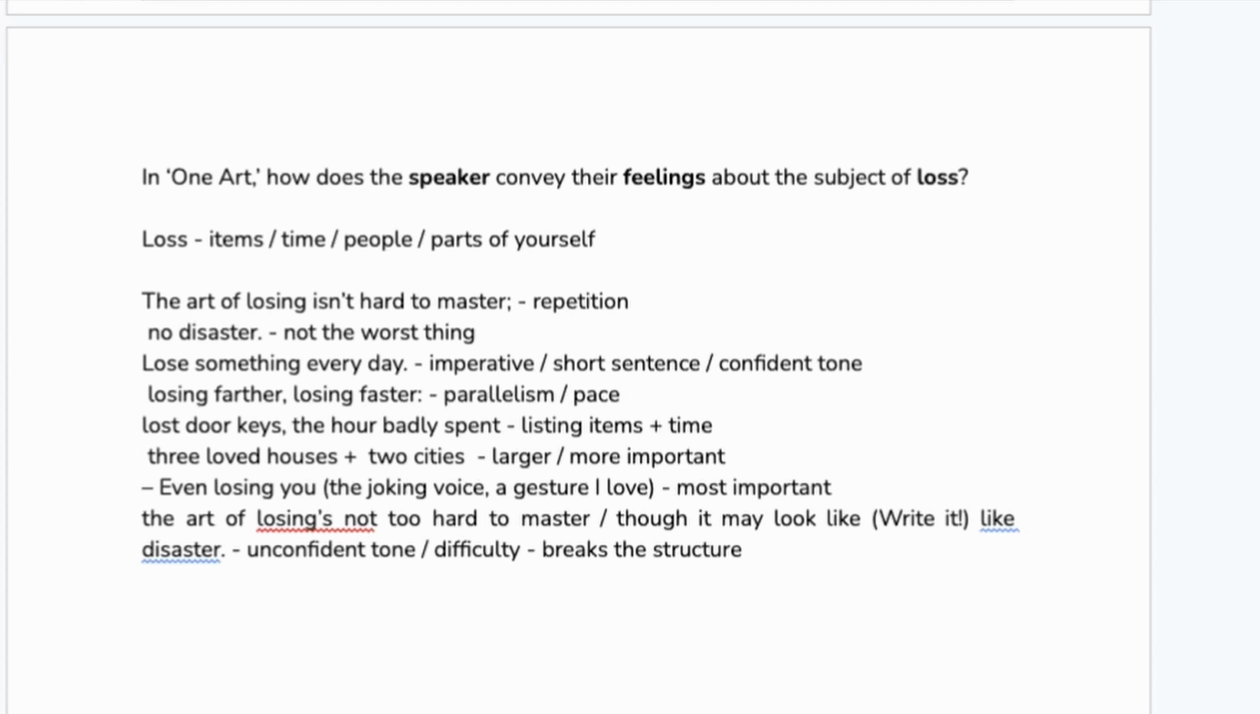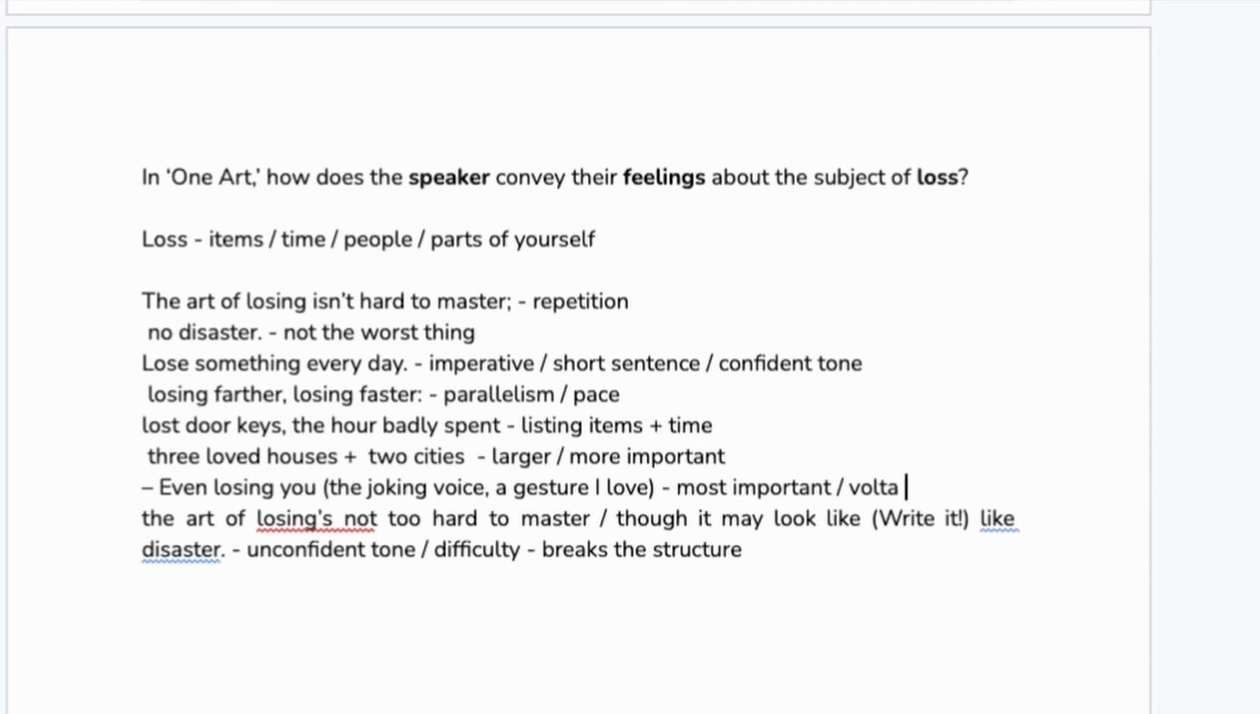And then eventually the final stanza reveals the true meaning of the poem. So we might call this a volta, a turning point in the poem as well. Even losing you, the joking voice, a gesture I love. It seems like losing the person is actually what the whole poem was supposed to be about, but it took the speaker a while to build into this idea, like it was a painful loss. It was maybe more important of a loss than anything else that she lost.